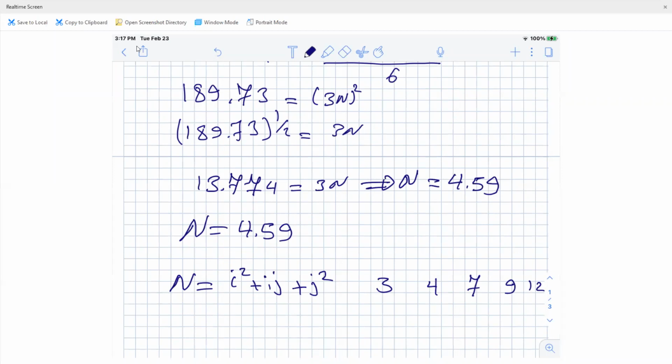Okay, n capital must be an integer number. Now, what are we going to do? Are we going to approximate 4.59 to 4 or to 7? And of course, why? I'm waiting for your answers.